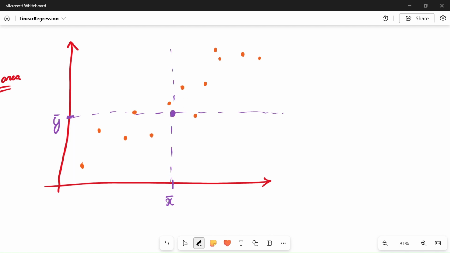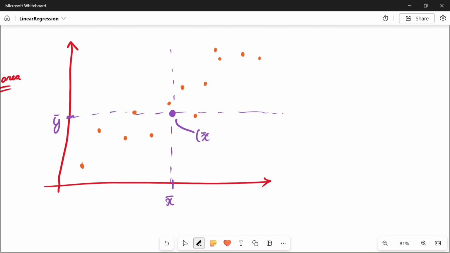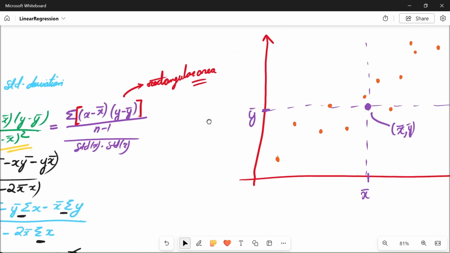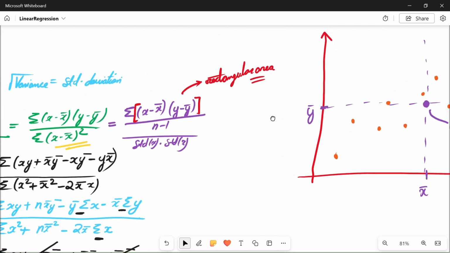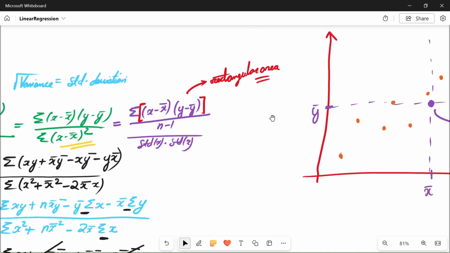Here is that special point. This point is very special, as I've already told you in the previous part of the discussion as well, this point x bar y bar, absolutely amazing.